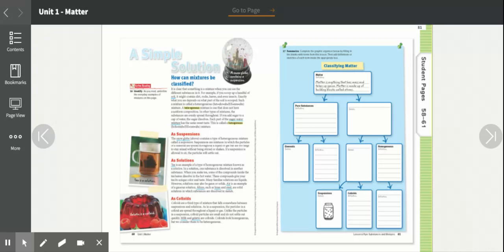In other types of mixtures, the substances are evenly spread throughout. If you add sugar to a cup of water, the sugar dissolves. Each part of the sugar-water mixture has the same sweet taste. This is called a homogeneous mixture.